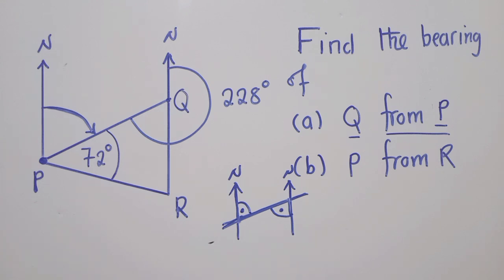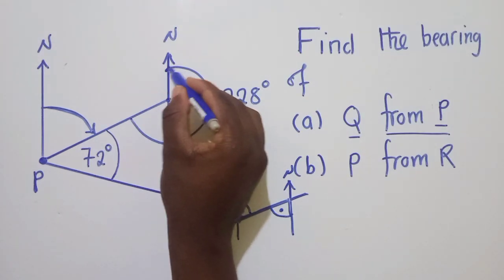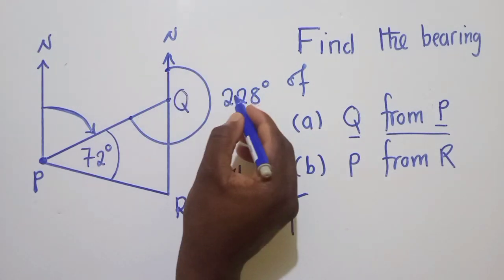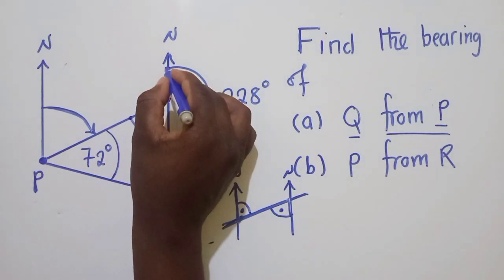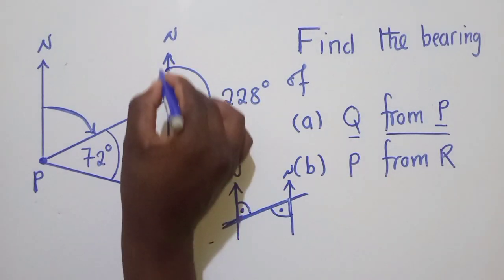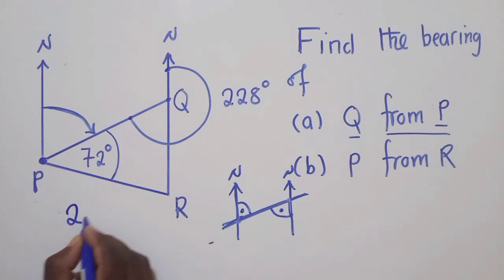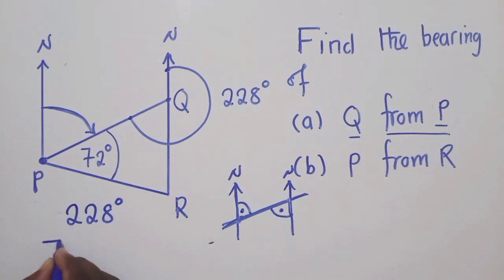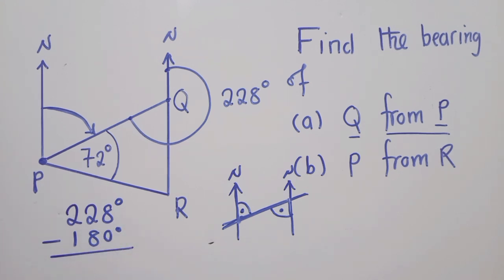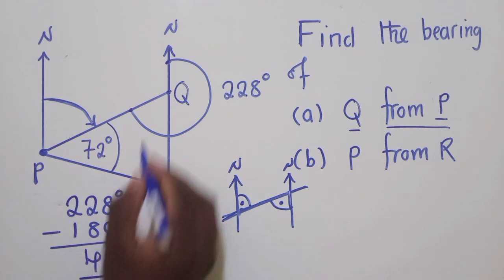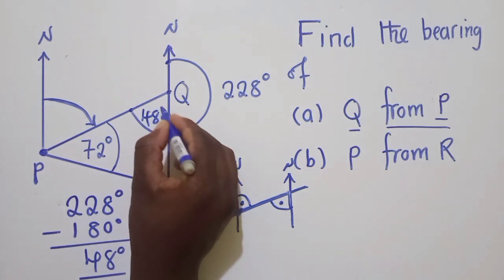So the angle here will be equal to the angle here. That's what we need. And since we've been given this angle from here all the way up to here, we shall subtract 180 from this one. We know that this is a straight line, and angles on a straight line add up to 180. So we're going to say 228 degrees minus 180 degrees. So this will give us 48 degrees, okay? 48 degrees is what we are getting. So the angle here is 48 degrees.